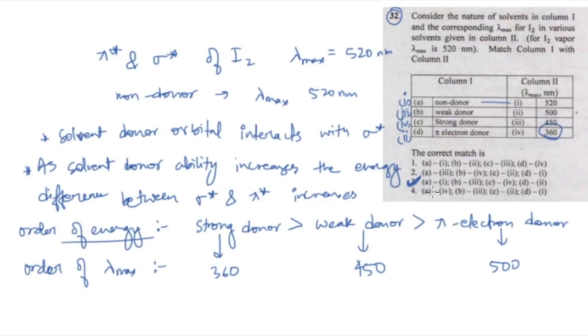Remember this thing, that whenever you have more solvent donor ability, the transition energy difference increases. This happens in all cases. If, instead of iodine, you have some other gas or some other solvent given over here, the same thing will happen. So when you increase the donor ability, the energy difference also increases and the lambda max decreases. So that's how it has to be done. Fine. So let's take some other questions now.